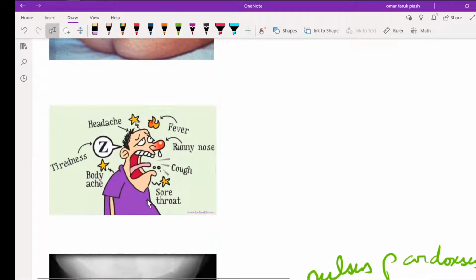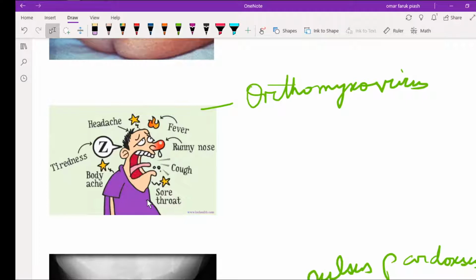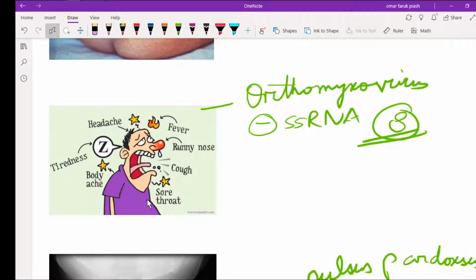This is a picture of the influenza virus. Influenza is an orthomyxovirus. It is a single-stranded RNA virus, and it is a segmented virus.